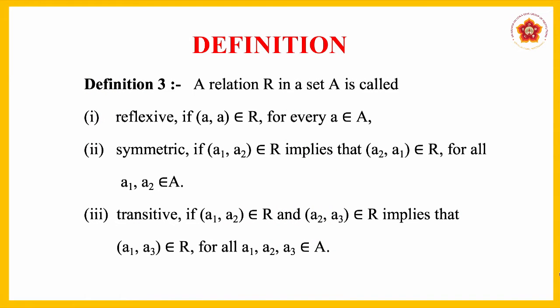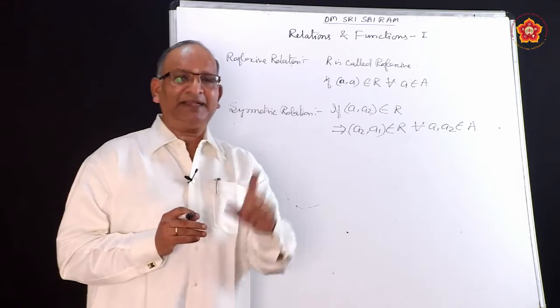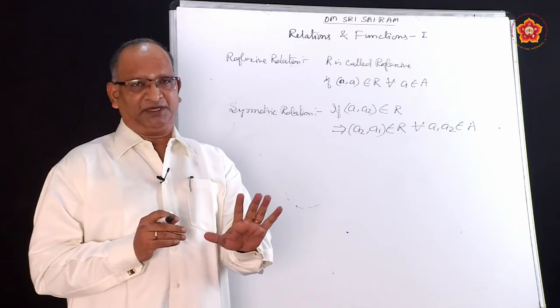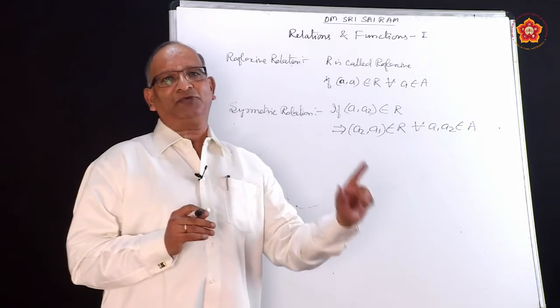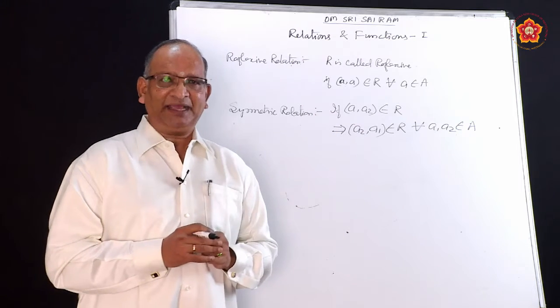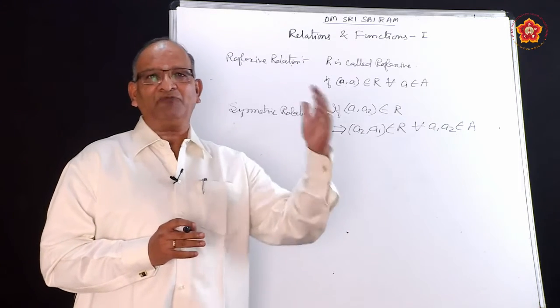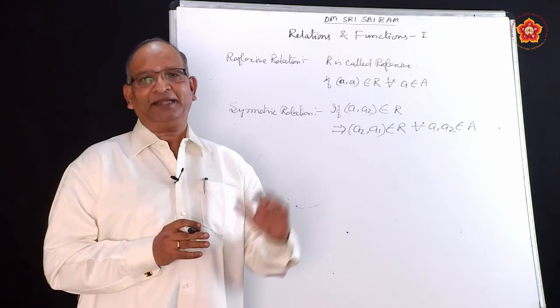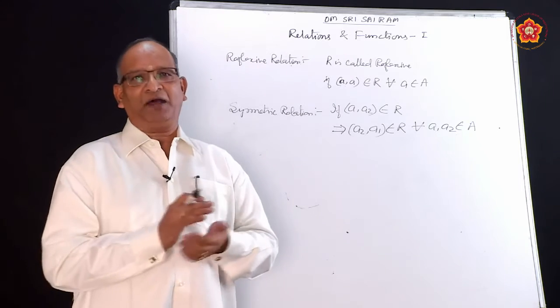So, when we talk about symmetric relation, we generally take two elements. Let us say A1 and A2 are two elements of set A. What does the symmetric relation say? If A1 is related to A2 with some relation, A2 is also related to A1 with the same relation. Something like Ram is brother of Mohan. So, we know that Mohan is also brother of Ram.